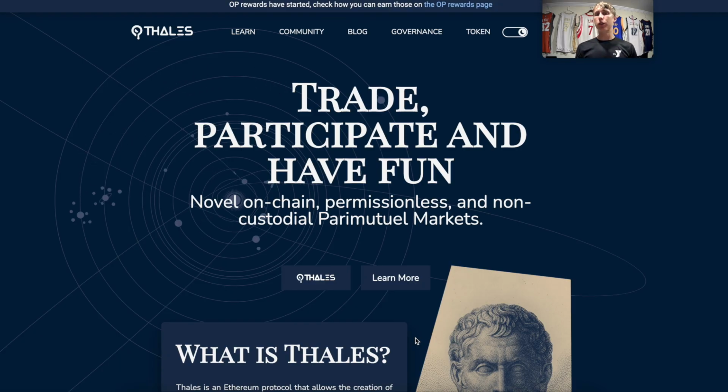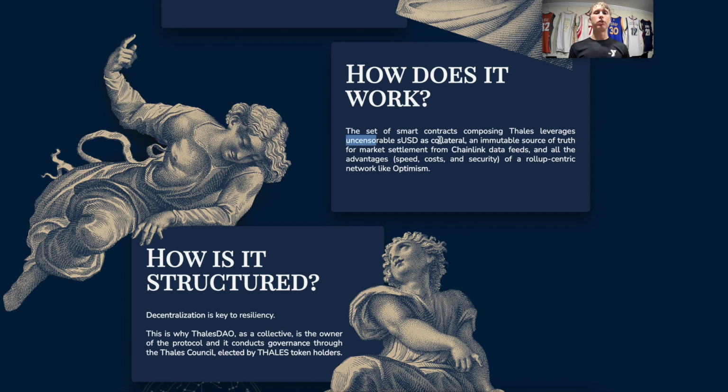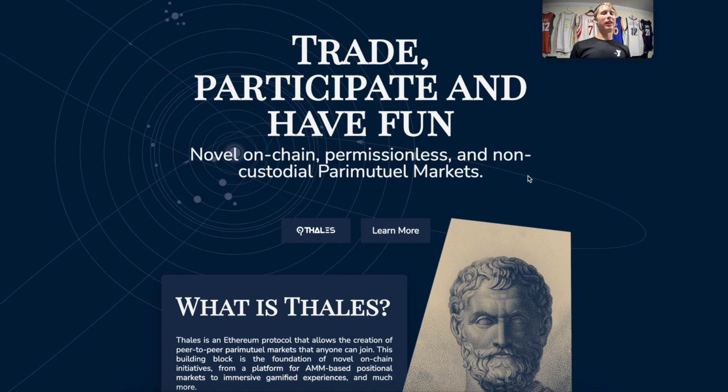The next protocol you can use your sUSD for is Thales. As you can see on the main page, sUSD is leveraged as collateral for all of their smart contracts as well as their settlements. I know the question's ringing around in your head. What are pari-mutuel markets? Well, the TLDR on this is that instead of placing your bets and wagers with a bookkeeper, so a third party, you're actually placing your wagers against other bettors.